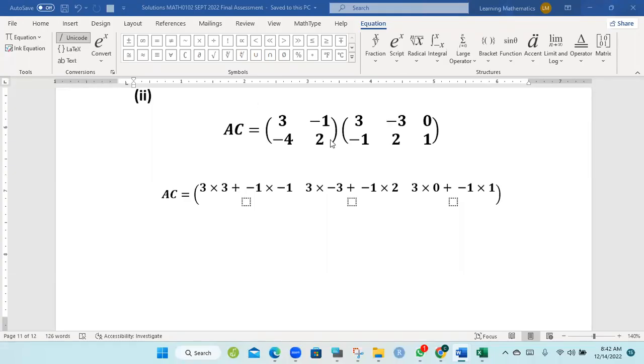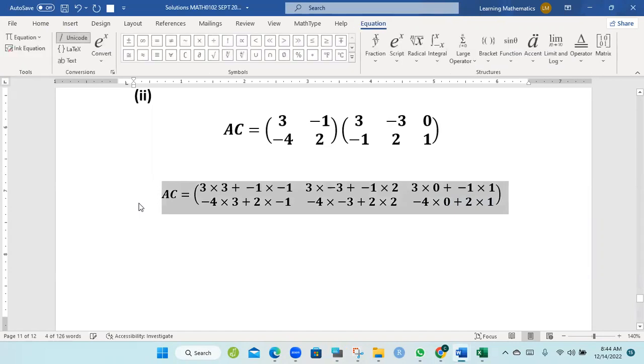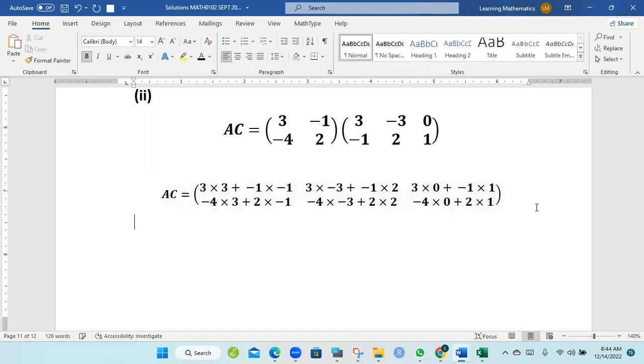Now we're going to repeat something similar, but with the second row, the negative 4 and the 2. So negative 4 times 3 plus 2 times negative 1. Again, negative 4 times negative 3 plus 2 times 2. And then negative 4 times 0 plus 2 times 1. So now we're going to evaluate and simplify. We're going to find the calculations. We can use Excel to help us.